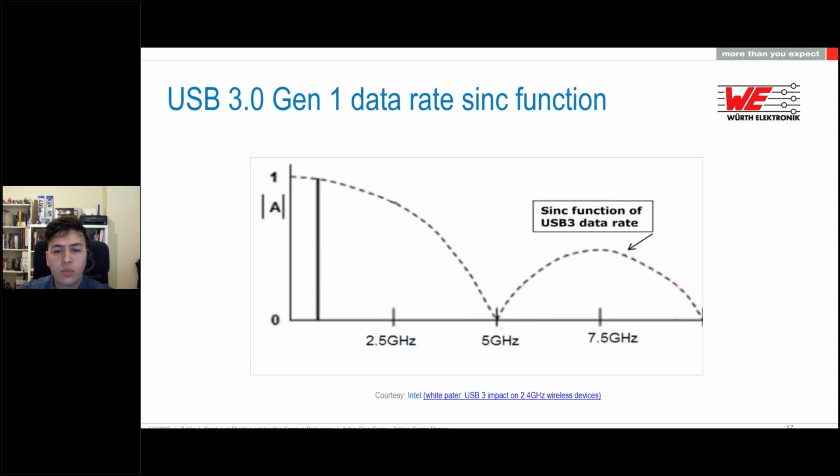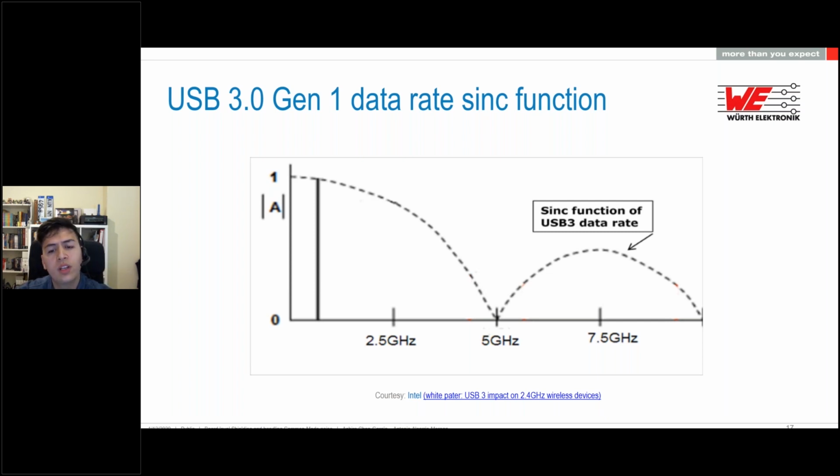Here is an example of 2.4 gigahertz noise generated by USB 3.1 generation 1. The source for this data is Intel's white paper titled USB 3 Impact on 2.4 gigahertz Wireless Devices. The USB 3 specification requires the data to be scrambled and uses a spread spectrum technique on the clock, which can be modeled as a sinc function. The sinc or sampling function is the frequency domain representation for the spectrum analysis, which is obtained by the Fourier transform of the rectangular signal.